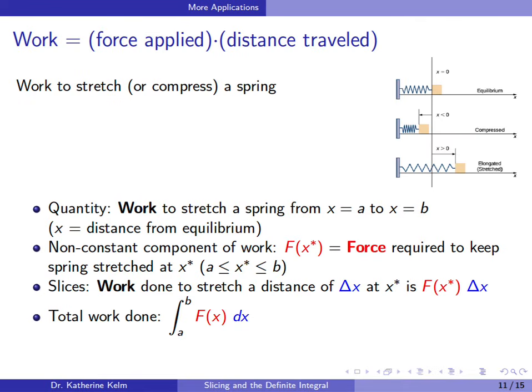Next, we have work, which is the product of the force applied to an object times the distance traveled by the object. If these quantities are constant, then all we have to do is multiply to get the answer. For example, if I have a book that weighs 20 newtons and I lift it 2 meters, then the work done is 20 times 2, which is 40 Newton meters, otherwise known as joules.